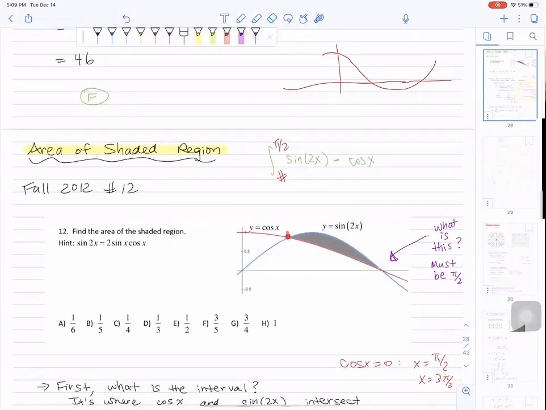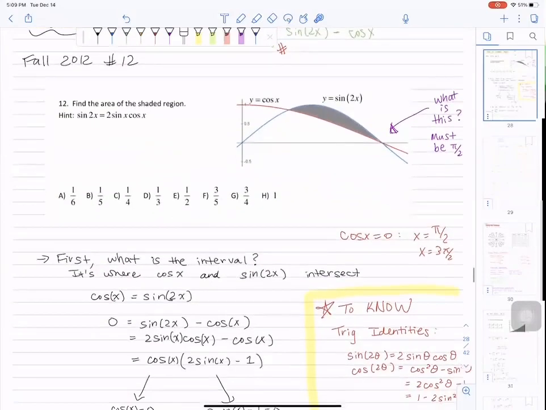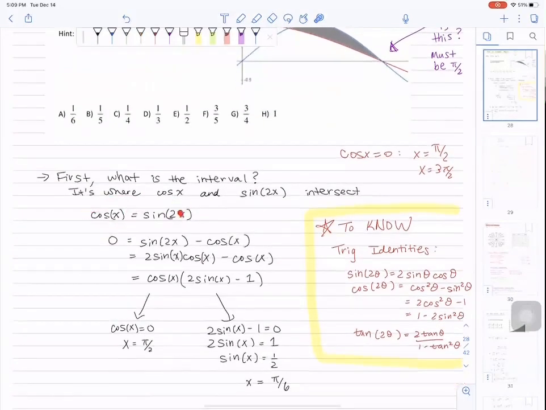But what is this first number? How do you find it? To find that, you want to know where these two functions intersect. Where do they intersect? So we set them equal to each other. Cosine x equals sine of 2x. That way we can find where they intersect. Now, you're looking at this and wondering, how do you even solve that?